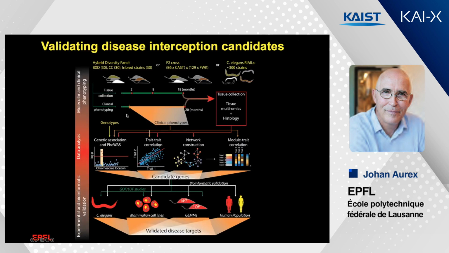Now, once we have these data from the tissue collection pipeline and the clinical phenotyping pipeline, we will integrate them. We can integrate the clinical phenotypes, the molecular phenotypes and the genotypes and do GWAS and PWAS. We can use the tissue collection and the clinical phenotypes to do trait correlations, construct networks, and look at model trait correlations to pull out candidate genes, which we can call validated disease targets or validated disease interception targets, which we then can test in a number of different systems, going from the worm to human genetic population studies.